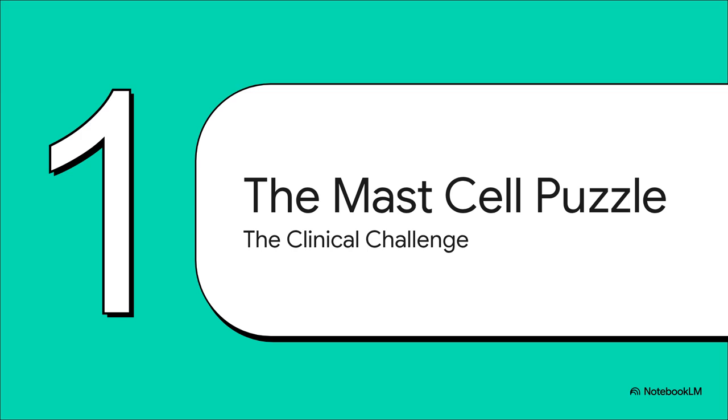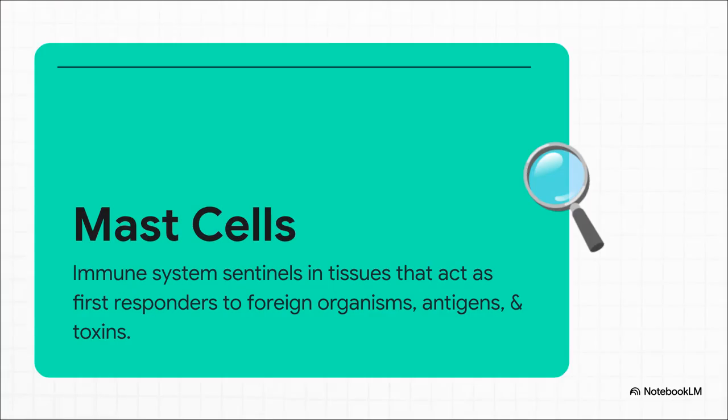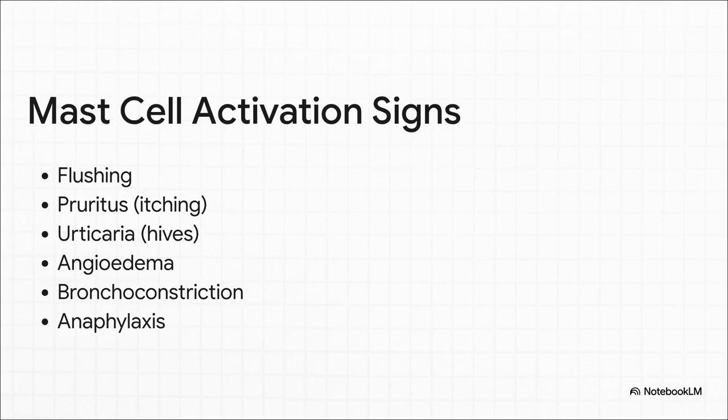Before we can even talk about the disorders, we have to get to know the main character in this whole story, the mast cell itself. Think of mast cells as your immune system's frontline soldiers. They're strategically placed in all the tissues that face the outside world. You know, your skin, your gut, your airways. They're the first responders, standing guard and ready to sound the alarm against any foreign invaders. So when these mast cells get activated, they release this chemical cocktail that causes all the classic symptoms we see here: flushing, itching, hives, even full-blown anaphylaxis. But here's the kicker. These are the exact same symptoms you see in a classic allergic reaction. And that clinical overlap, that's what makes this whole thing so tricky.